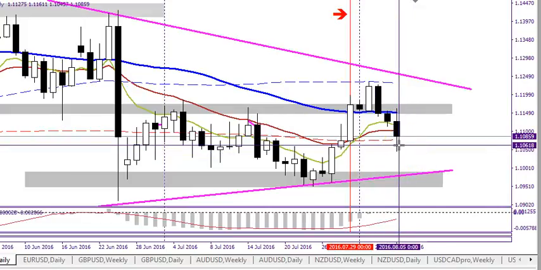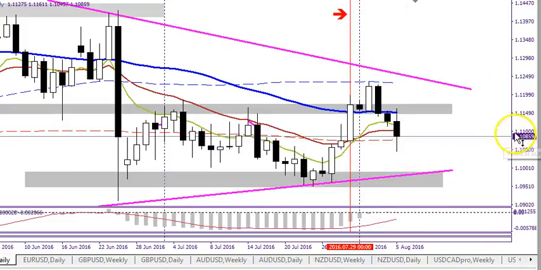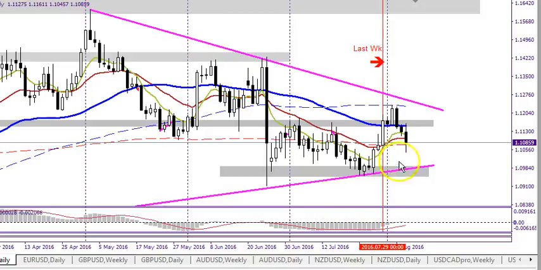Right about there, or if you're really conservative, sell below 110.50, which is a little bit below here, and you can almost expect price to come back down and retest the support here with the gray rectangle and this long-term trend line. Okay, so that's what we can expect there.